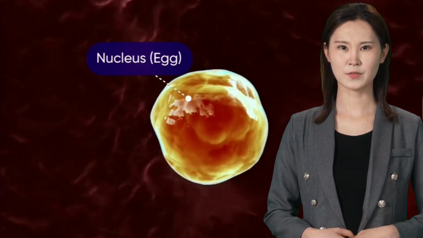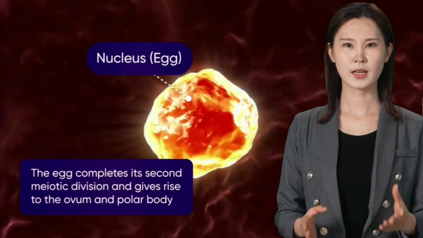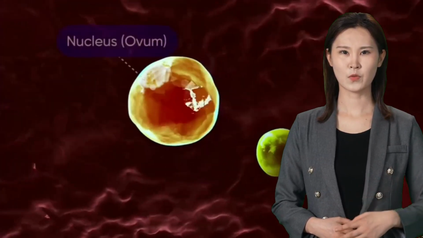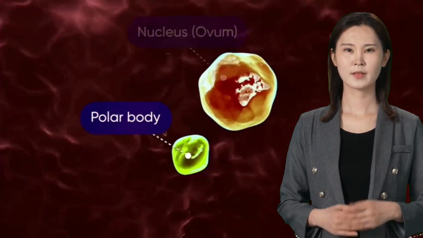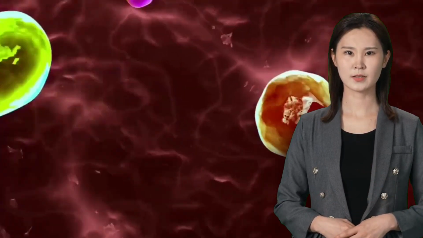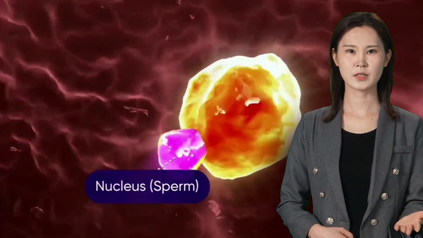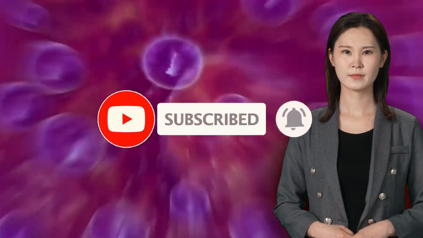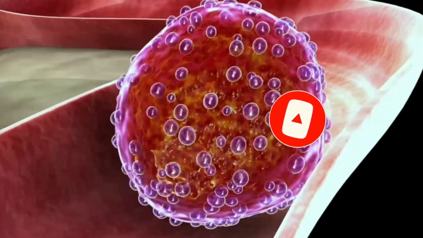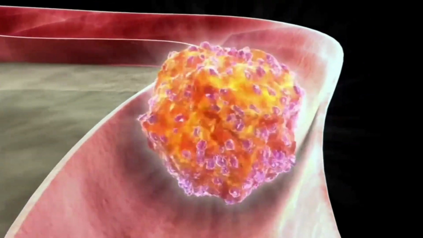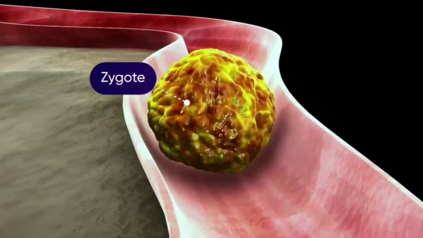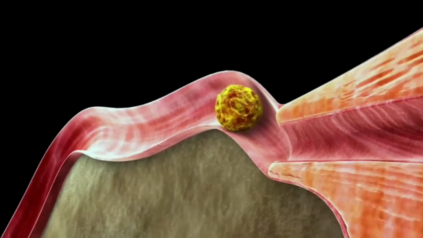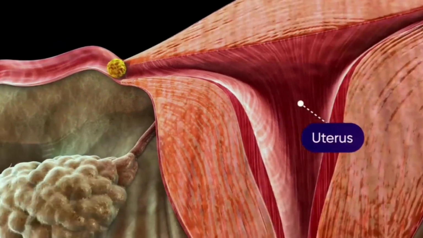Then the nucleus of the egg completes its second meiotic division, resulting in the formation of a mature ovum and a polar body. This haploid nucleus fuses with the sperm nucleus to form a diploid nucleus. The fertilized egg is now termed a zygote. The zygote continues to move down the oviduct to the uterus.